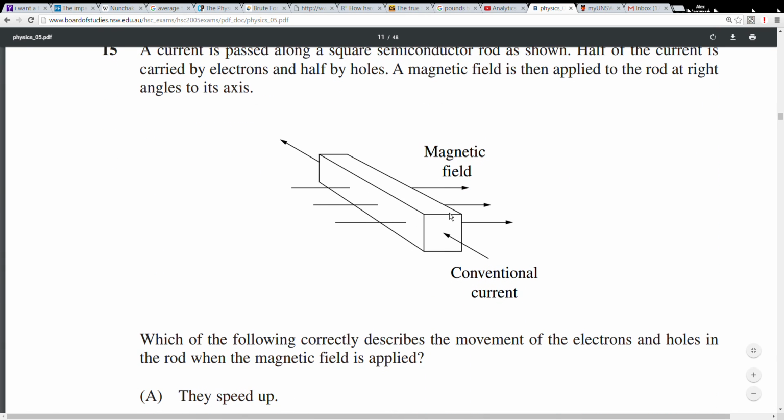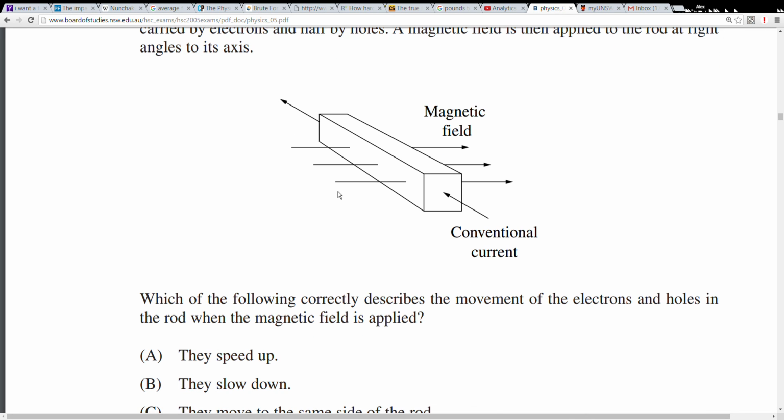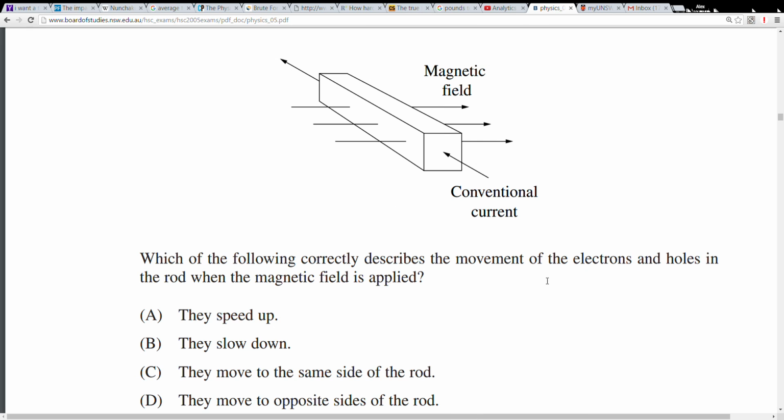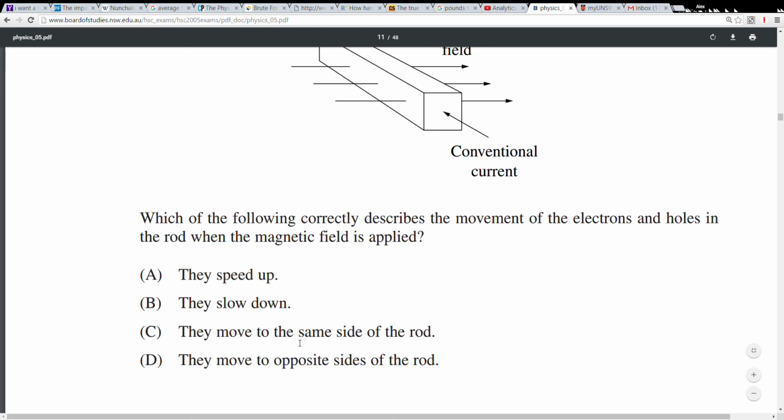Okay, a current is passed along a square semiconductor rod as shown. Half of the current is carried by electrons and half by holes. Or you can just think of it as the current carried 100% by electrons. Anyway, a magnetic field is then applied to the rod at right angles to its axis. Which of the following correctly describes the movement of the electrons and holes in the rod when the magnetic field is applied? They speed up, they slow down, that's not right. They move to the same side of the rod, or they move to opposite sides of the rod.